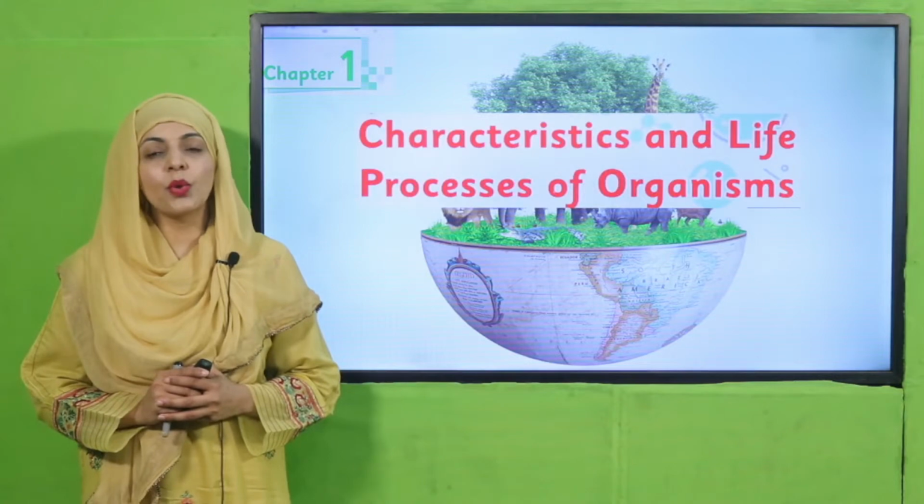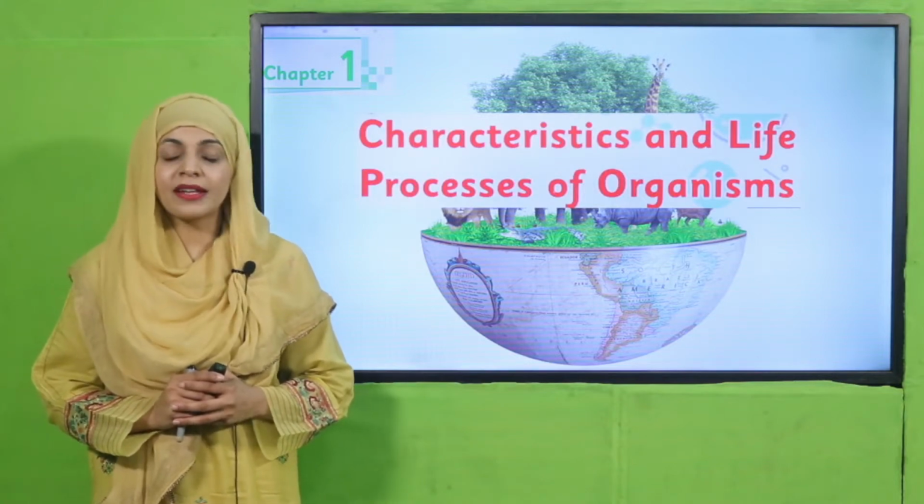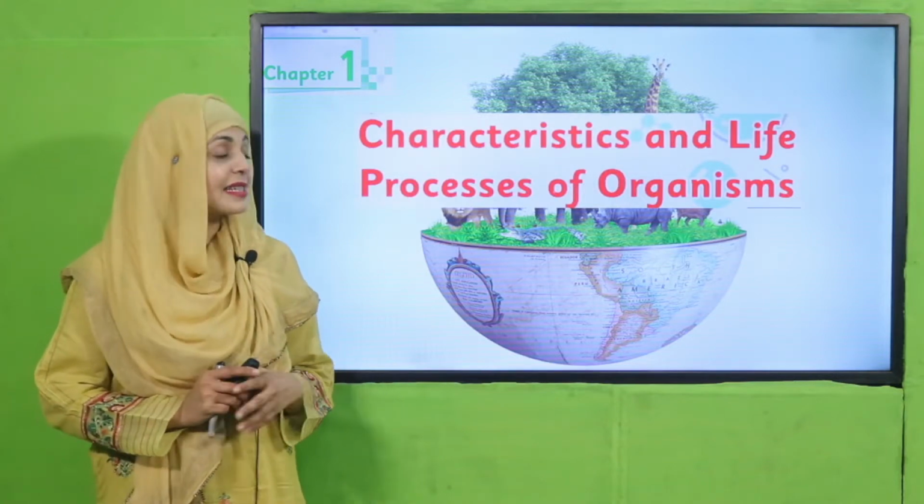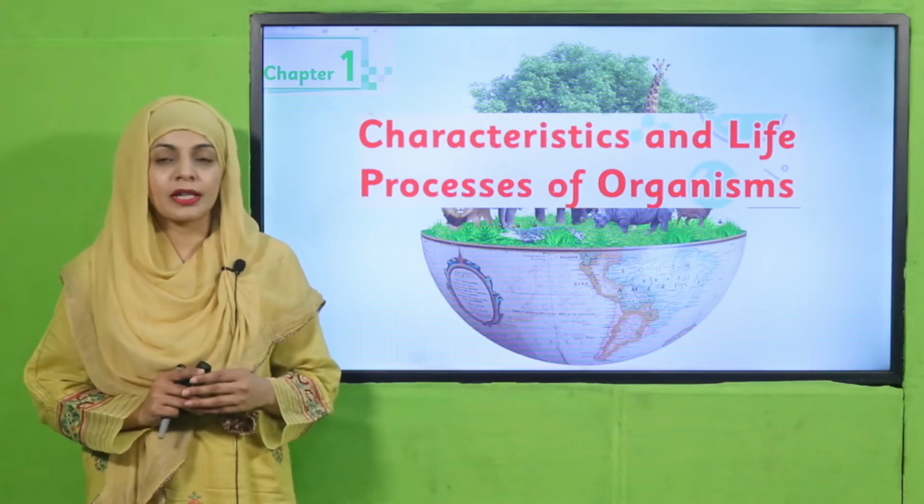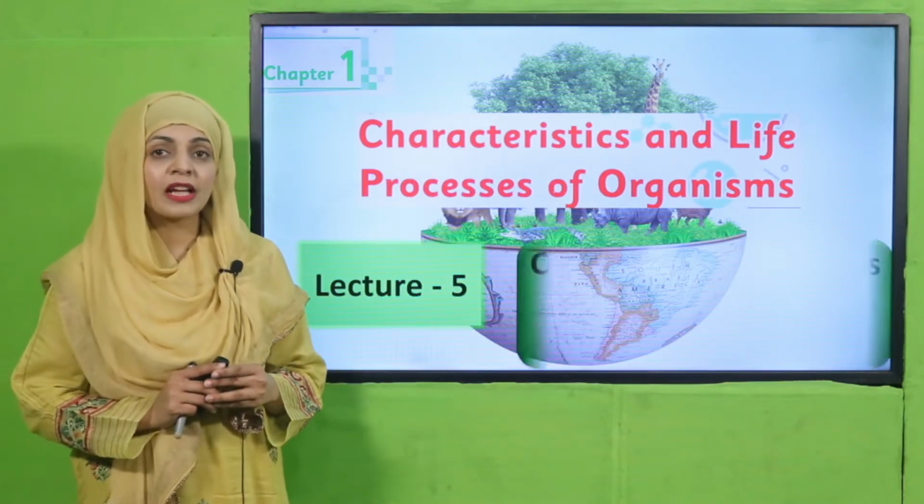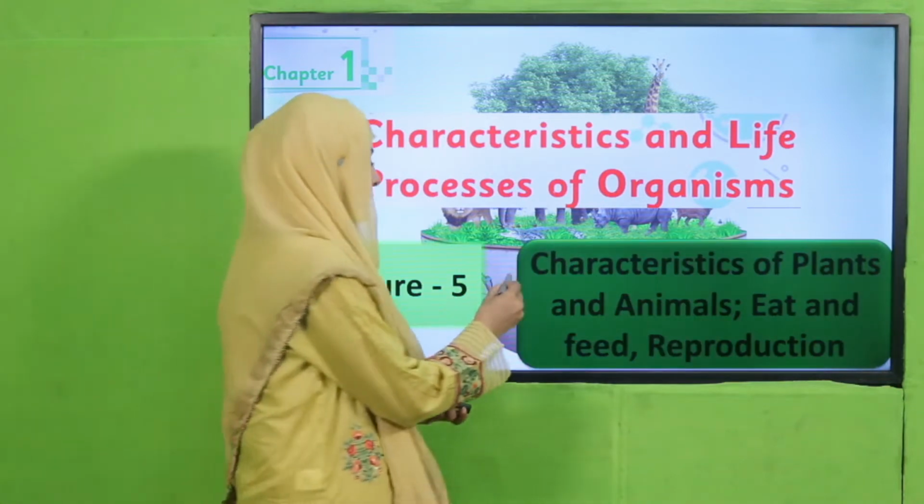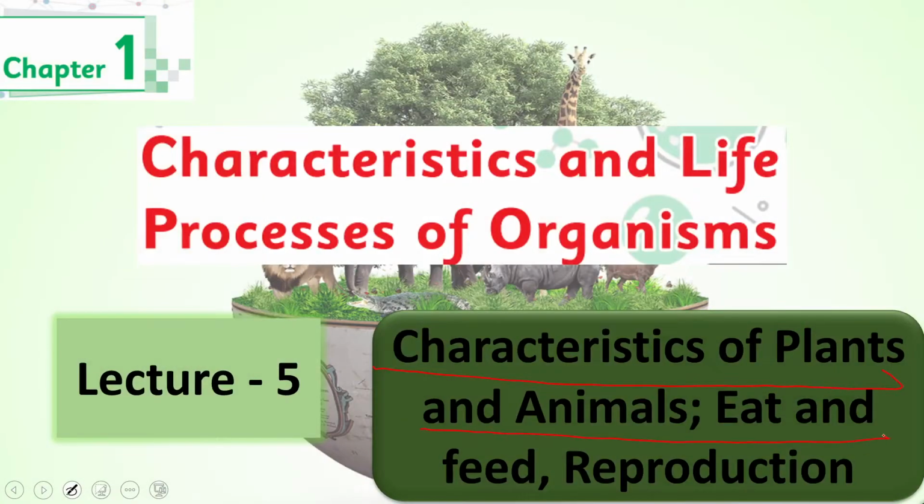My dear students, as you know, we are on chapter number 1, characteristics and life processes of living organisms. Today I will deliver its 5th lecture, and the lecture is about characteristics of plants and animals. And today we will discuss their eating and feeding patterns and reproduction phase.